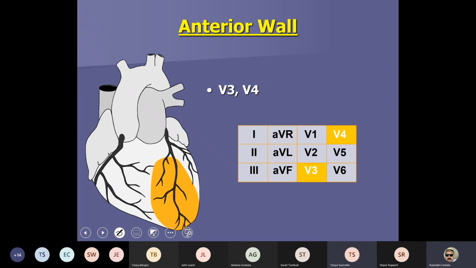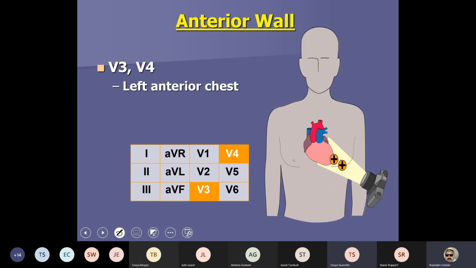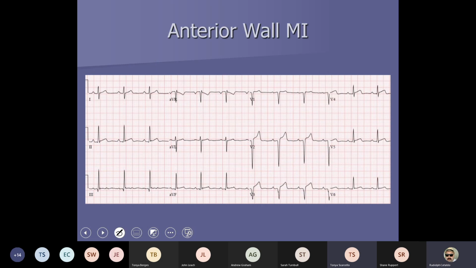Anterior, again, V3, V4. Some people will throw V1 and V2 in as anterior as well. But us being good paramedics, we know that V1 and V2 can also be septal, right? Remember, they look at very much the similar parts of the heart. So let's look at an anterior wall MI. Start with lead 1 and work our way down. What do we see?